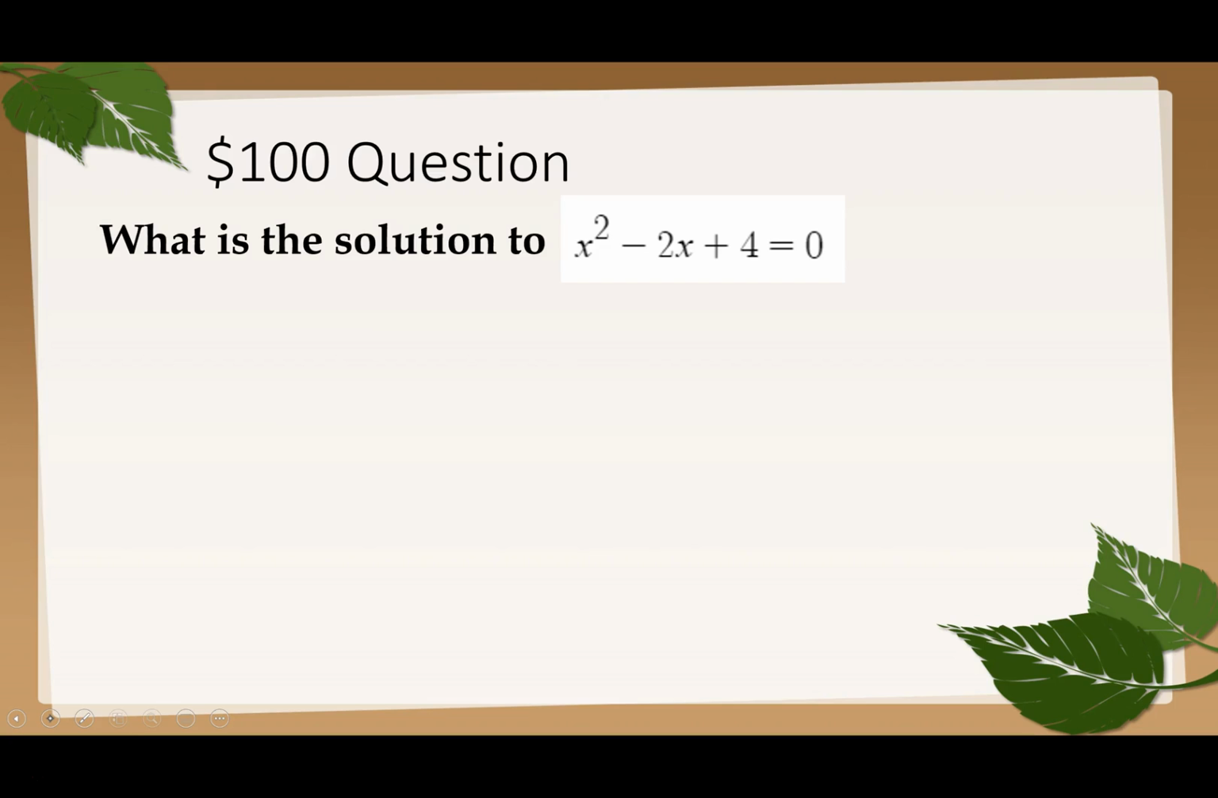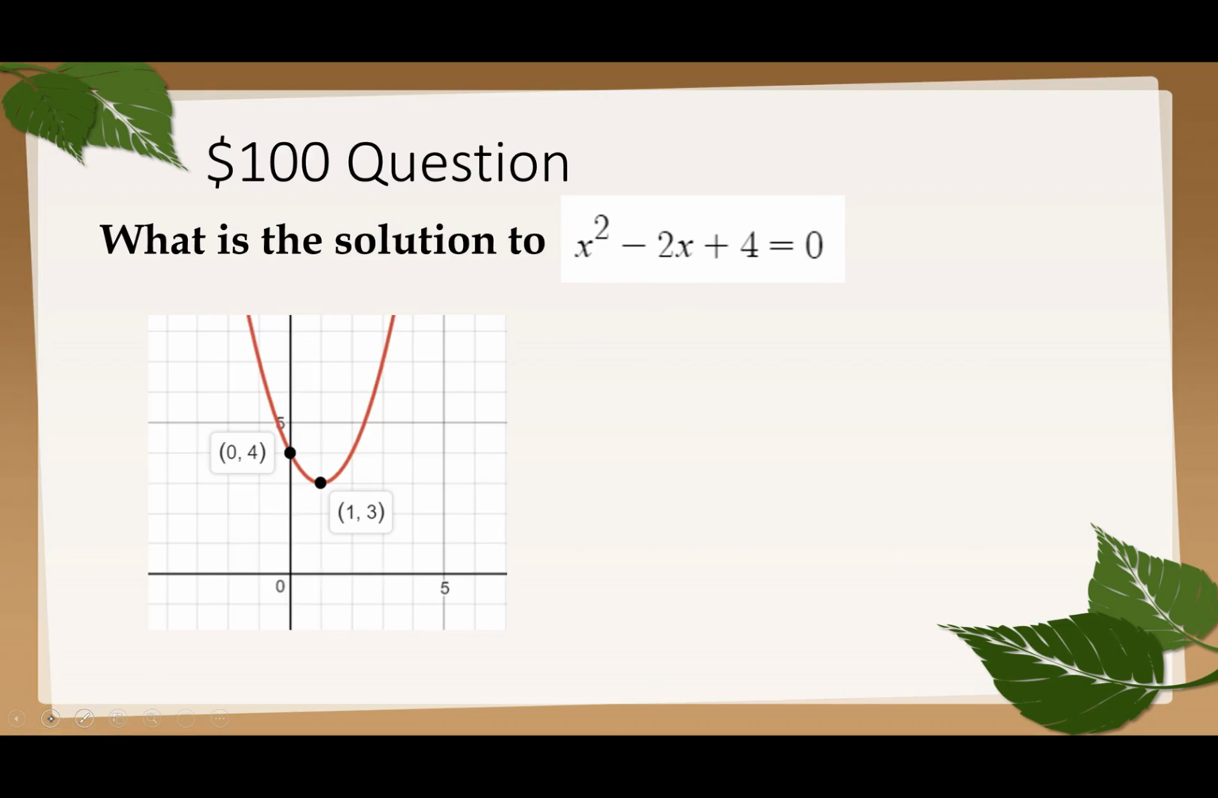Okay, here's the $100 question. And I'd give you $100 to solve this. What's the solution to this? Basically, you're trying to find the x value that when you plug into x, you get 0. Well, let's go ahead and look at the graph. When you look at the graph, you can see that there's absolutely no x value that when you plug in that x value, you get a y value of 0. And that's because there's no x-intercepts.